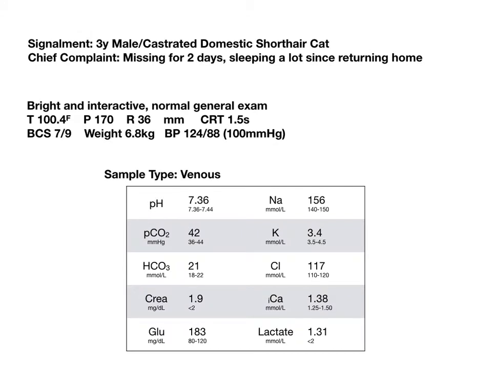A 3-year-old male-castrated domestic short-haired cat is presented by his very worried owner. He's been missing for the last 2 nights and came home this morning. He ate well when he came home, but he's been sleeping since then and doesn't want to play games.